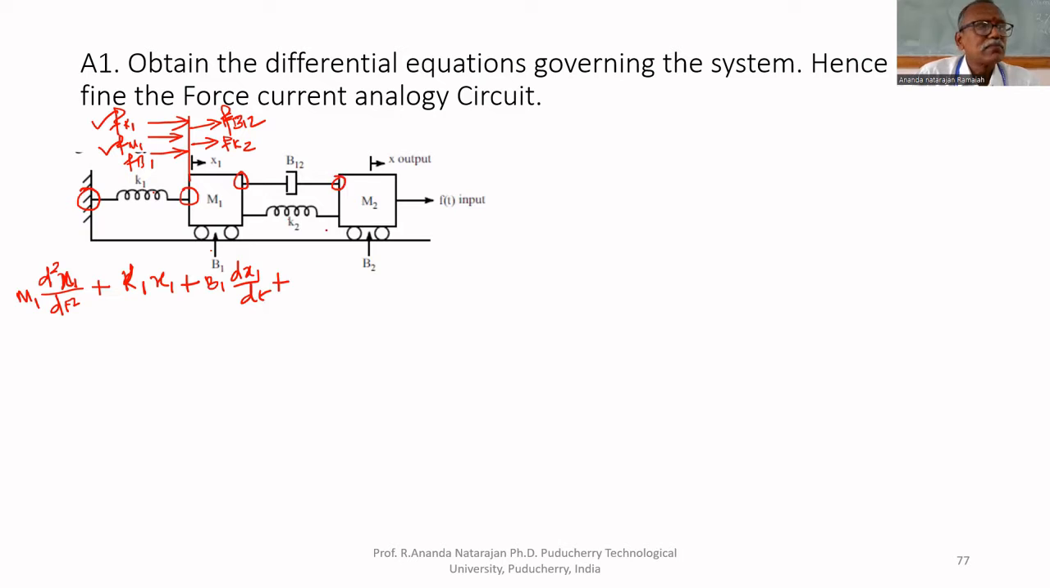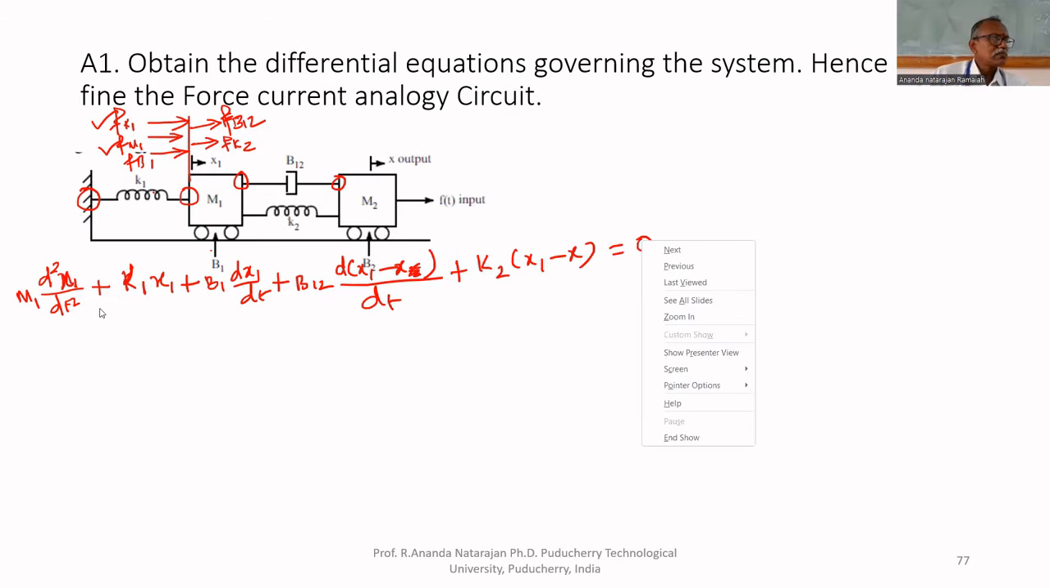Both ends are variable. Therefore, B12 d(x1 minus x), not x2. Many wrote x2, mixed. Many wrote mixed x and x. X1 minus x. It is given as x, not x2. That's why let us use x. B12 d(x1 minus x) upon dt plus K2 (x1 minus x), equal to applied force, which is 0. That's all.